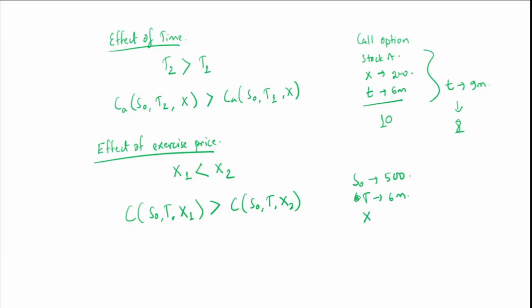We have two different conditions. One is X1 and X1 should be lower. Okay, X1 is 300 and X2 is 400. We can calculate this way: maximum of 0 and S naught minus exercise price. If we take X1, then it will be max of 0 and S naught, which is 500, minus 300. So the value of the option is 200.